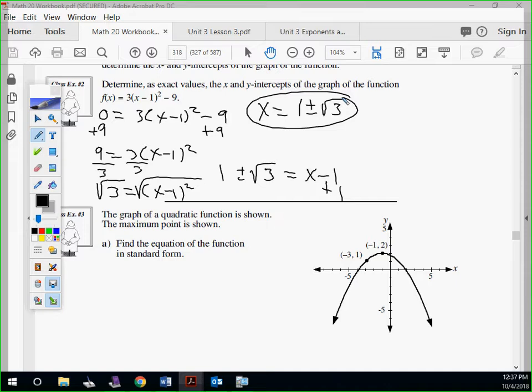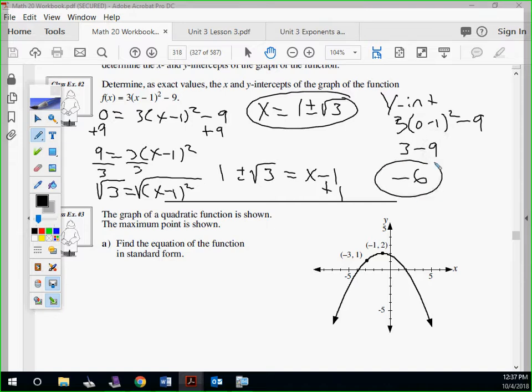The y-intercept's a little bit easier. What do we do for the y-intercept? You just put 0 in for x. So it's simply just for your y-intercept, it's going to be 3 times 0 minus 1 squared minus 9. 0 minus 1 squared is negative 1. Negative 1 squared is 1. So you essentially get 3 minus 9. Negative 6 is your y-intercept.